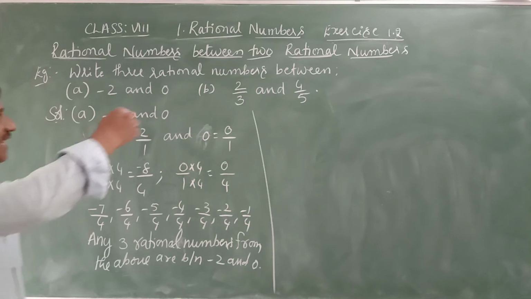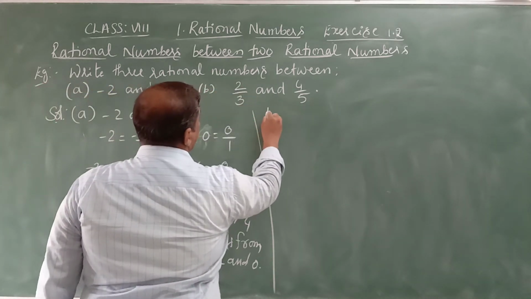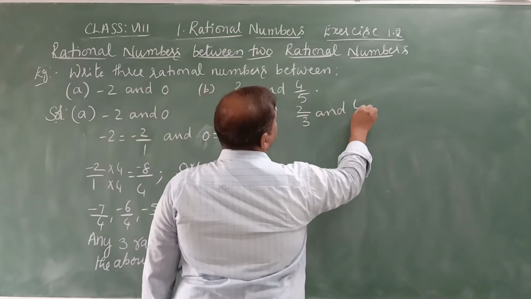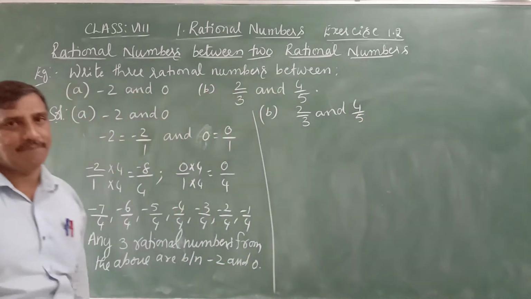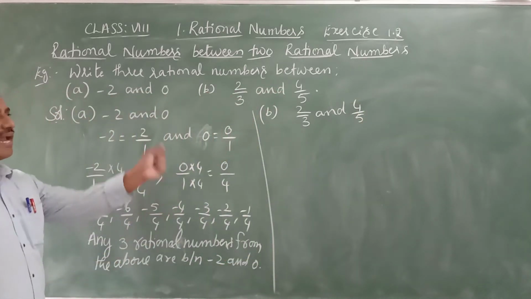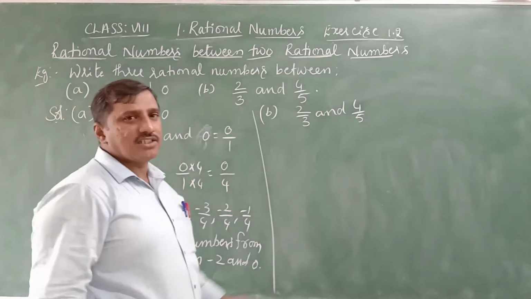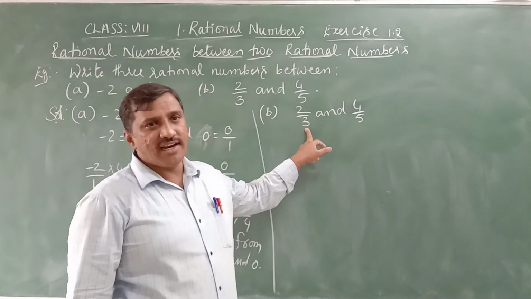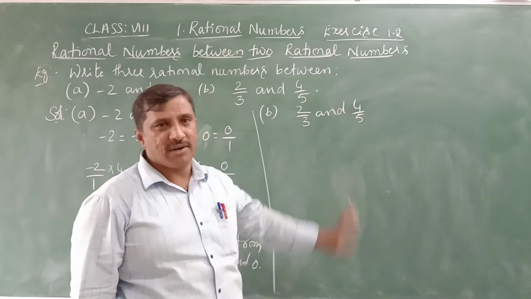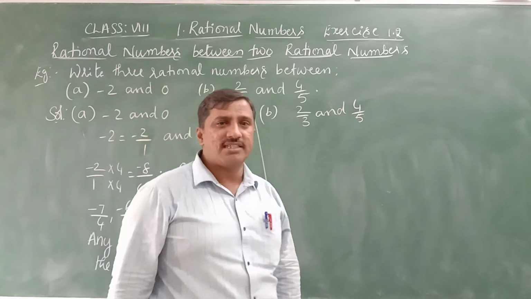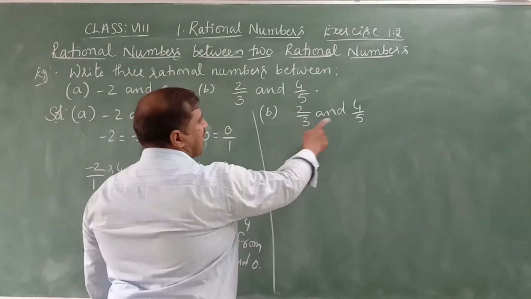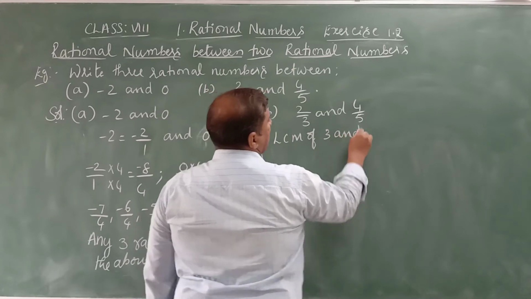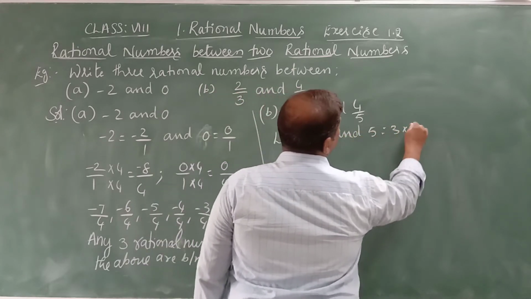Now the b bit. Here it is already in the p by q form, that is 2 by 3 and 4 by 5, but the denominators are not the same. So you make the denominators the same, to convert them to like rational numbers, by taking the LCM of the denominators. LCM of the denominators 3 and 5 is 15, because they are prime numbers. For any two prime numbers, the LCM is the product itself. Therefore, the LCM of 3 and 5 is 3 into 5, which is 15.